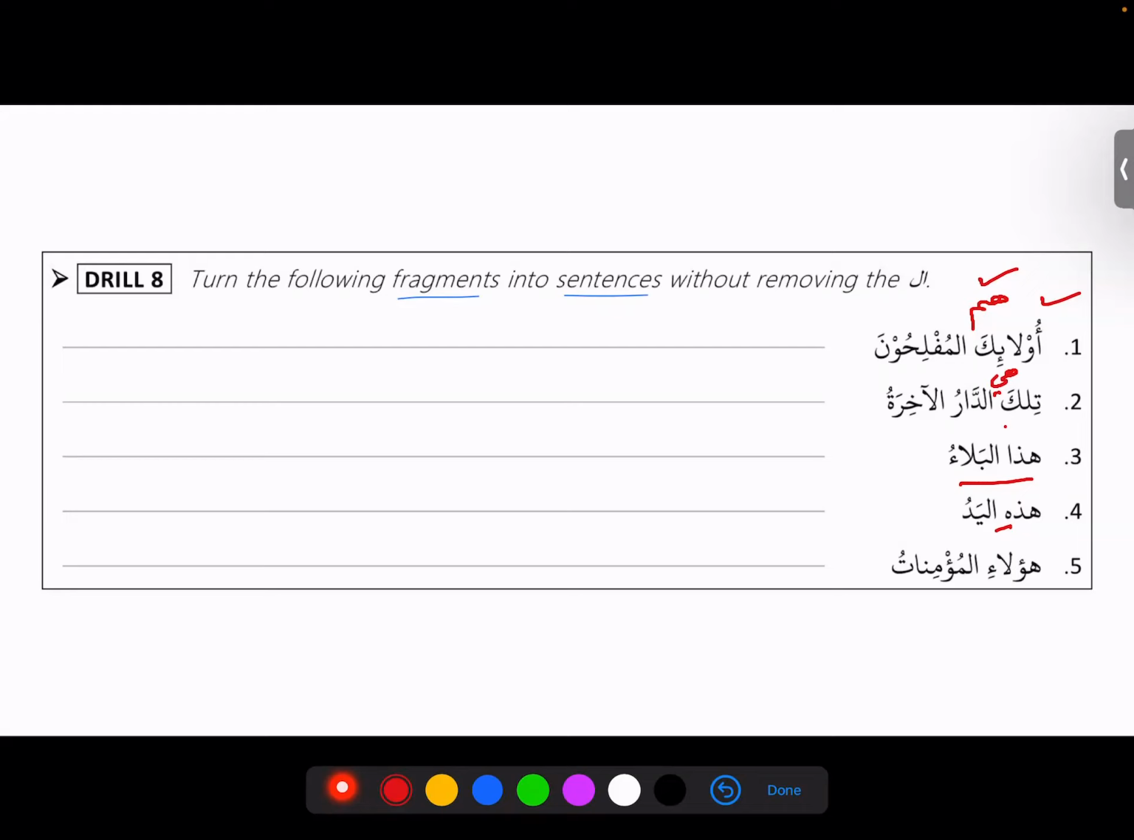Number 5. Haulail mu'minatu. Translation. Those believing women. May Allah Ta'ala make us among the mu'minat. Ameen. Okay, so now we're going to make it a sentence. Haulai hunna al-mu'minatu. Very good. Haulai hunna al-mu'minatu. Translation would be?